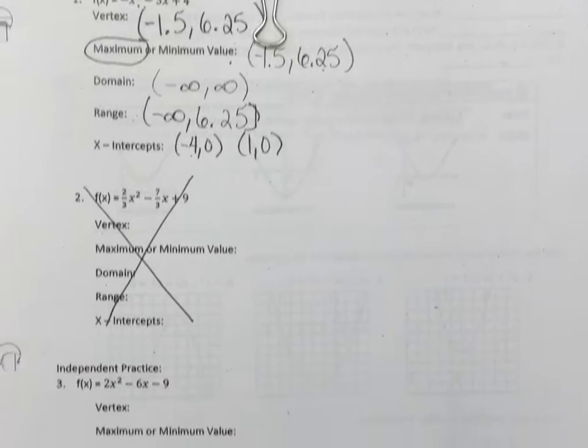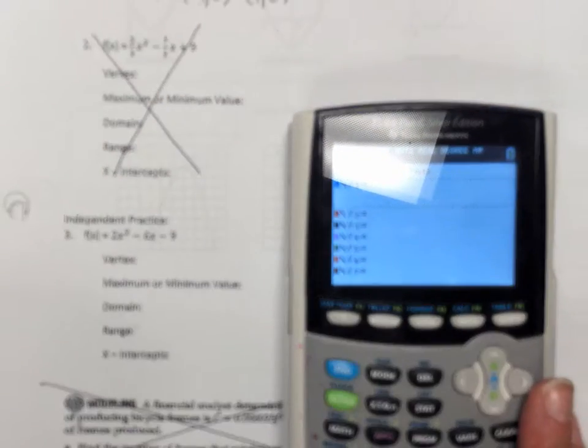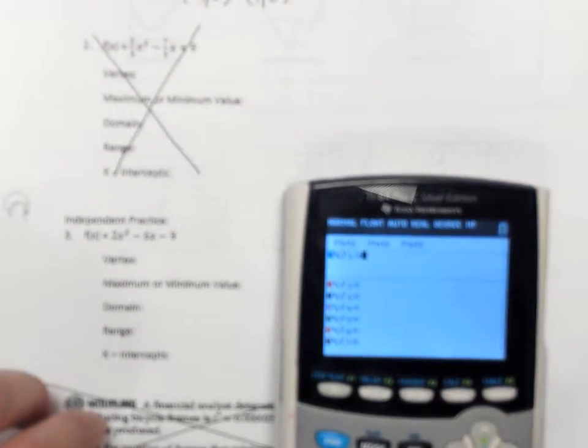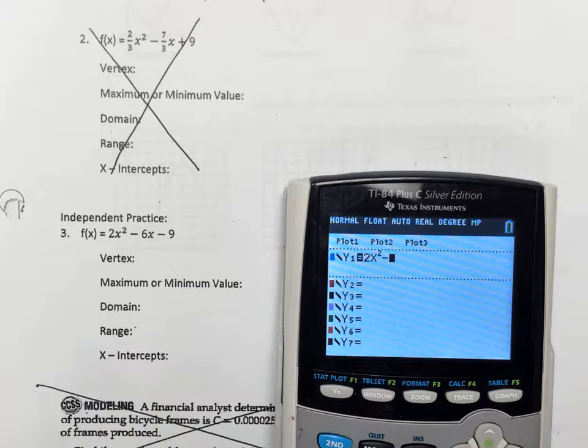All right, let's go down to number 3. Here we go. You ready? Where do I go first? Y equals, clear it out. 2x squared, minus 6x, minus 9. There you go. All right, hit graph.